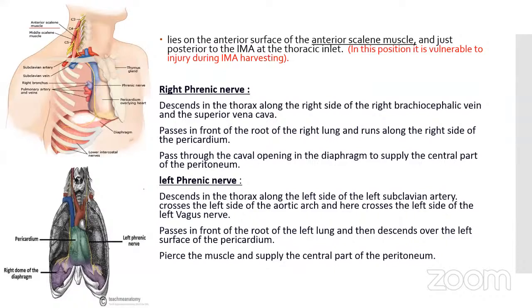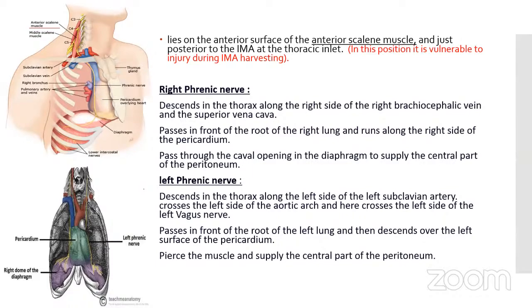So on the right side, the phrenic nerve courses on the lateral surface of the superior vena cava. Again, it can be injured during dissection for venous cannulation for cardiopulmonary bypass. The nerve descends anterior to the pulmonary hilum before reflecting onto the right diaphragm. Its terminal branches pass through the caval opening in the diaphragm to supply the central part of the peritoneum.